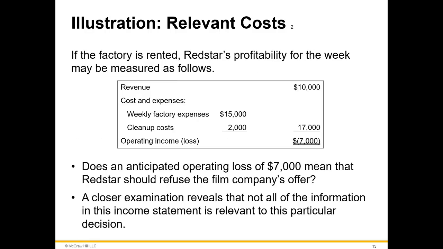If the factory is rented, Red Star profitability for the week may be measured as follows. They're going to get $10,000, but the costs are the weekly factory costs of $15,000. That's how much it costs. And the cleanup cost of $2,000. All right. Does the anticipated operating loss of $7,000 mean that Red Star should refuse the film company's offer? All right. Let's figure out which ones of these costs are relevant for this decision.